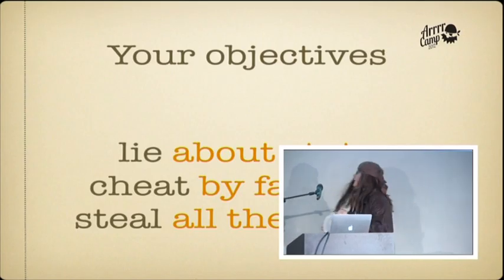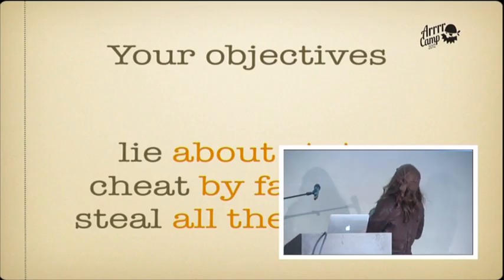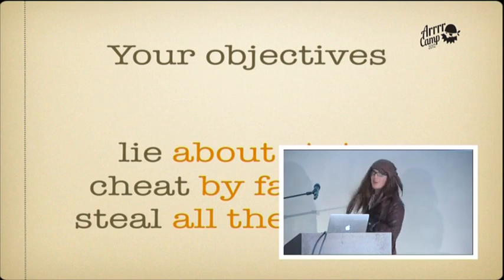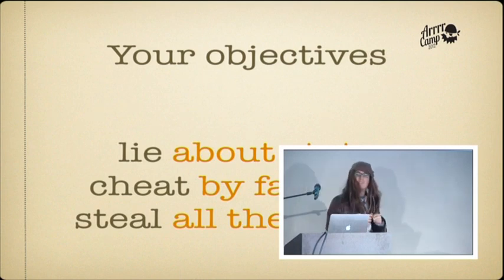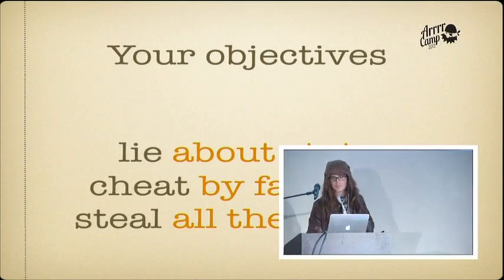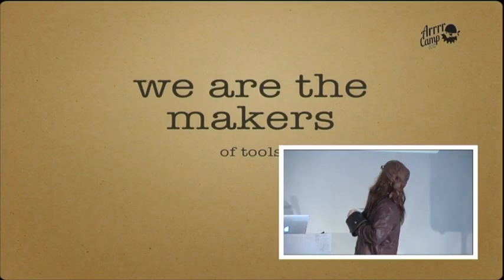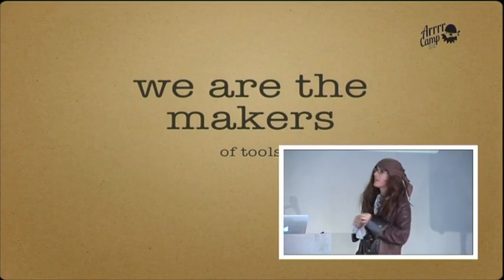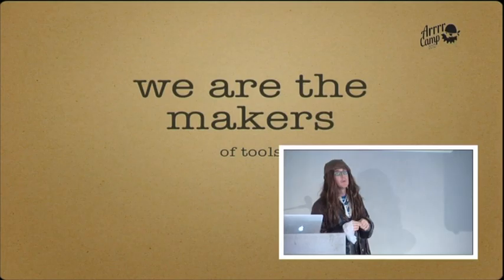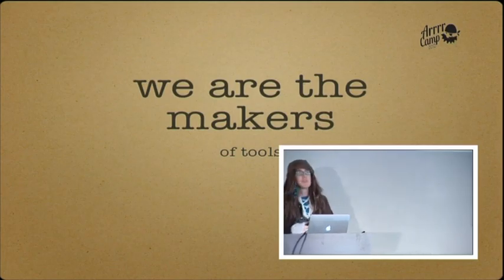To go back to our objectives, though, we have to lie about state, cheat by faking it, and steal all of the money. These are the things that we should be doing for client sites and for projects. But we are also the makers of tools. We are the guys that make the things that other people use, that front-end developers use, that designers use.